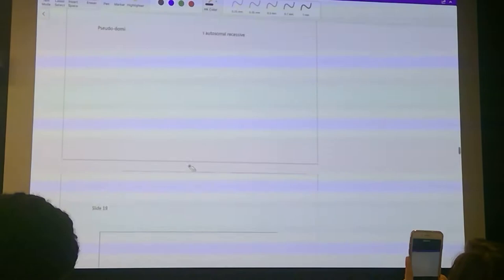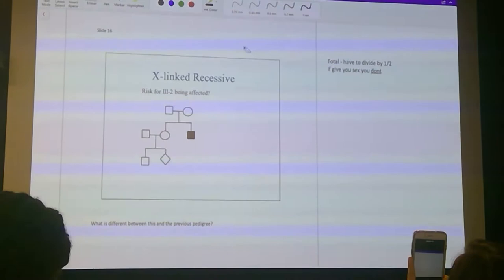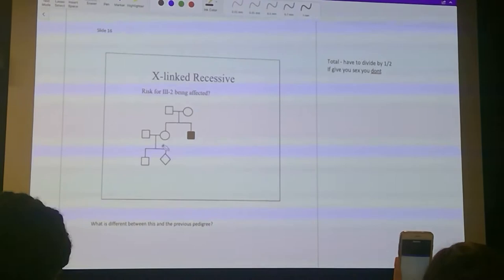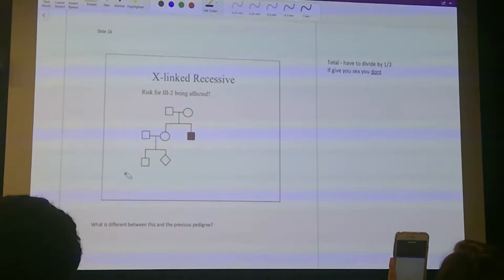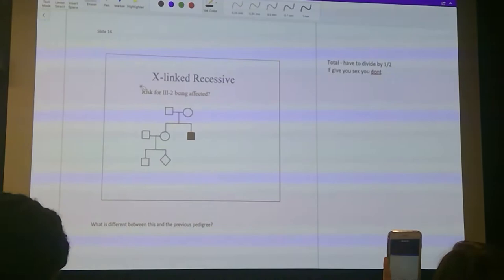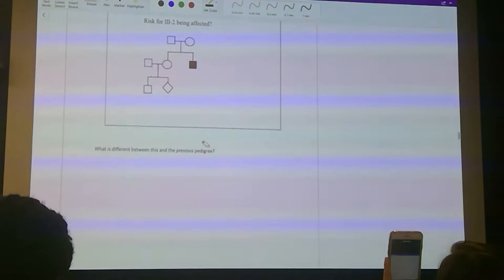Oh, and for calculating gender, let's see. For gender, it's only if it's X-linked, and if the question doesn't involve the sibling's gender, it only says that this person is affected. That's when you have to divide by half, because it's X-linked, it's only males that get affected. So just keep that in mind. I think there's a practice question about it, so just do these practice questions.